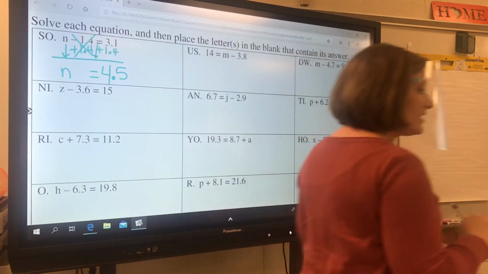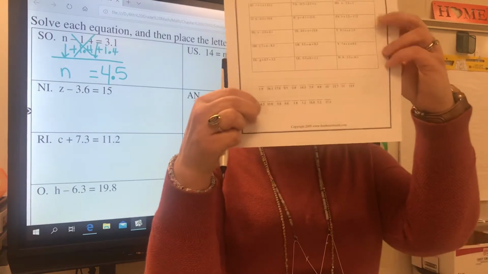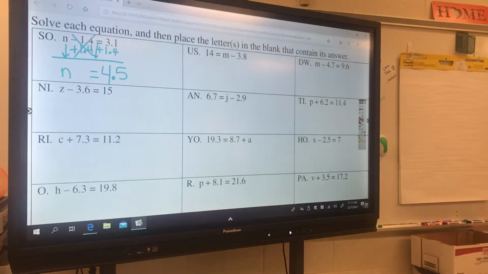Now, I want you to look at the bottom. On the bottom, do you see 4 5/10 anywhere? It's right here. Okay? First blank, second row. I want you to put the letters S-O in that blank.